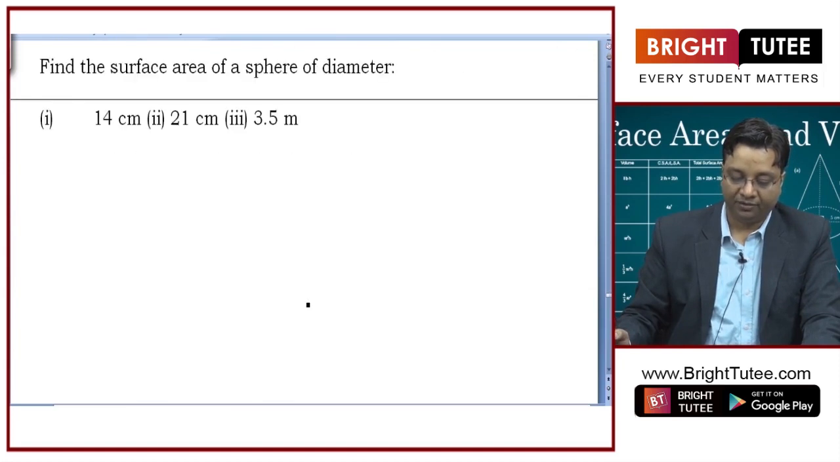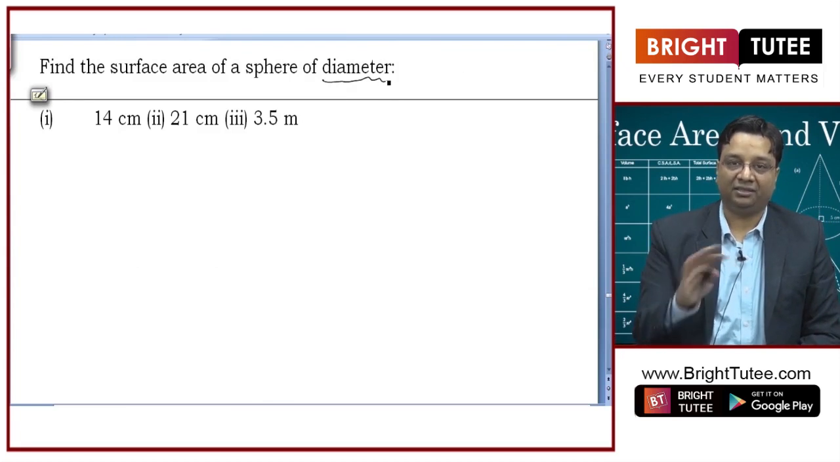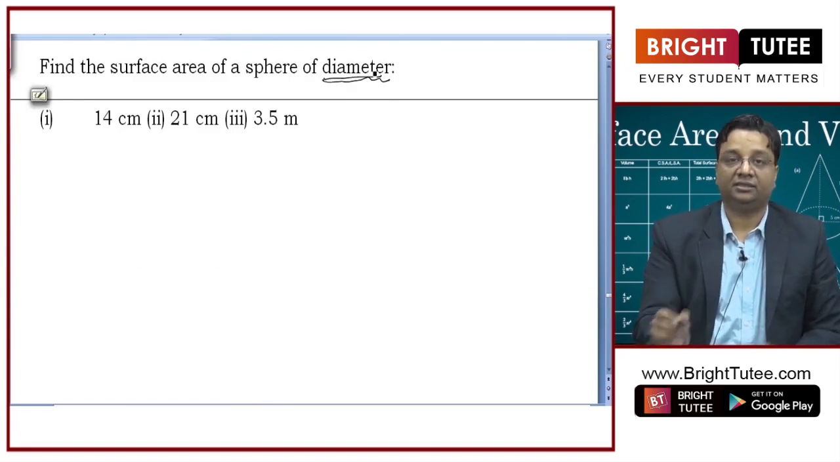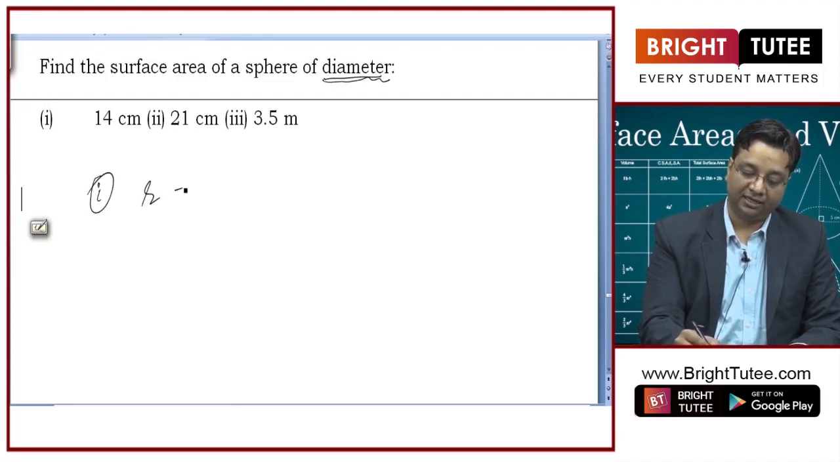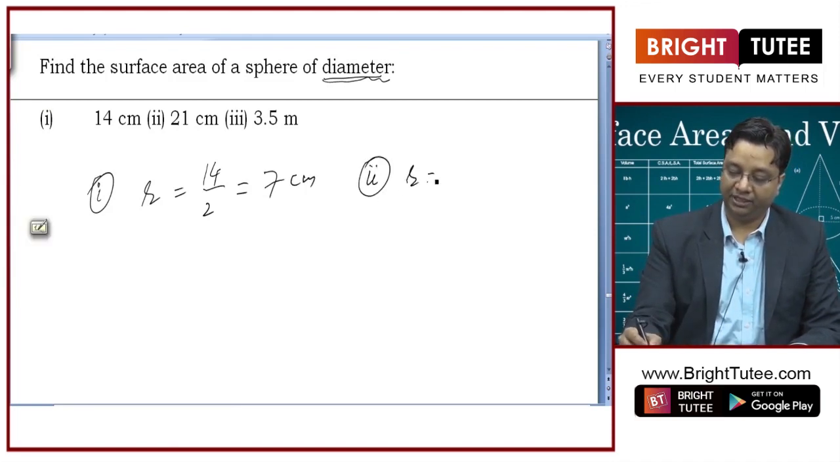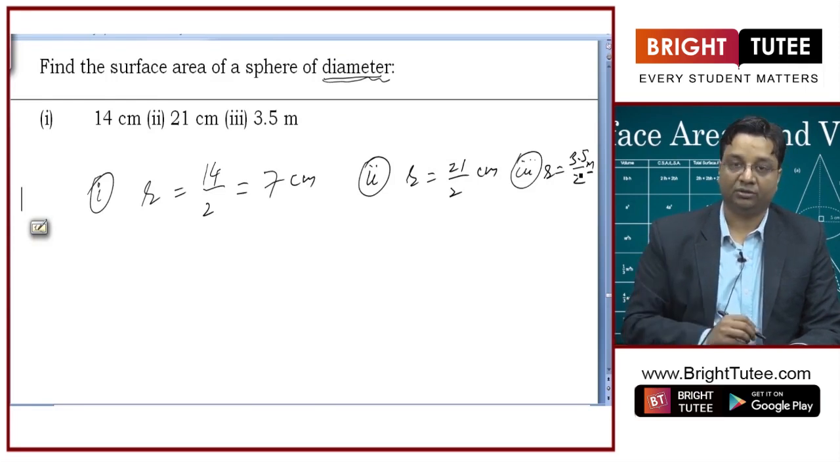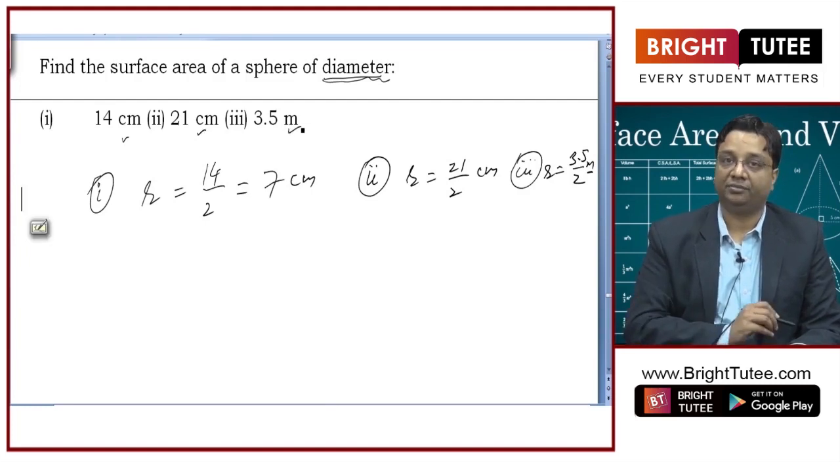Find the surface area of a sphere of diameter. This time the question is a little different. It is diameter that is given. So we can calculate the radius easily. So r in the first case is 14 by 2, that is 7 centimeter. In the second case radius will be 21 by 2 centimeter, and in the third case the radius will be 3.5 by 2 meter. And you take care of the units always. Okay. In the first two parts it is centimeter, in the third part it is meter.